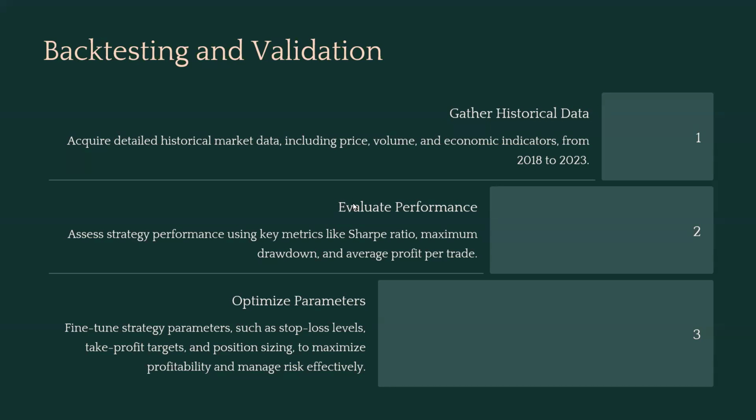So always evaluate your performance by assessing strategy performance using key metrics like the Sharpe ratio, maximum drawdown, and average profit per trade. So by recording all your trade data, you can look at how well you have strategized and predict the price movement of the particular trade.